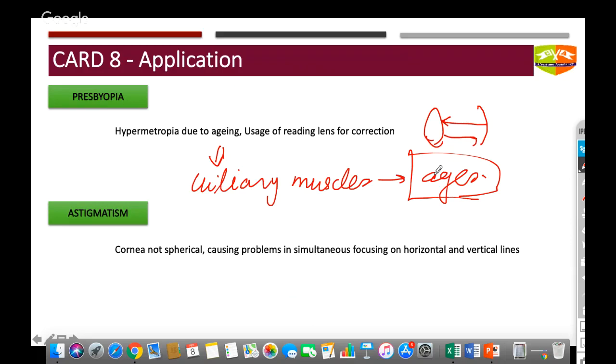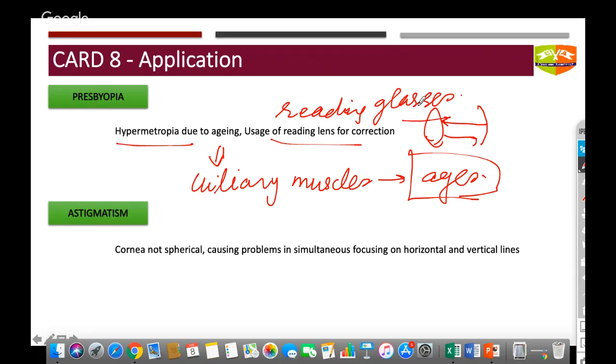So what do we use? To overcome the defects caused by presbyopia, we use a convex lens of suitable focal length, depending on how much contraction has come in the human eye. And presbyopia can be overcome. If it is presbyopia, we call the lens reading lens or reading glasses.